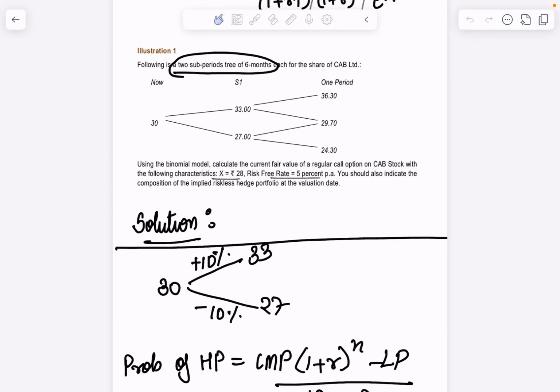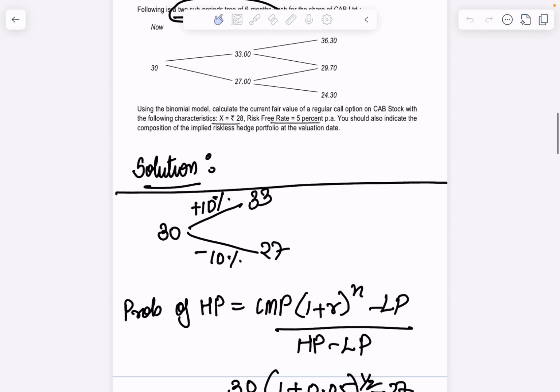So as we see in this illustration 1, there are 3 loops of the binomial model with strike price of rupees 28 and rate of interest is 5. So if we notice, the high price and low price of each loop is 10% higher and 10% lower. So we will solve for probability only once. So let's get into the solution.